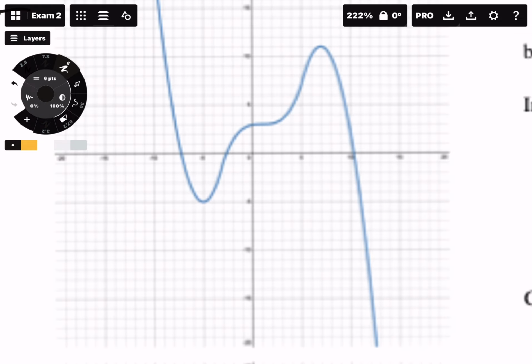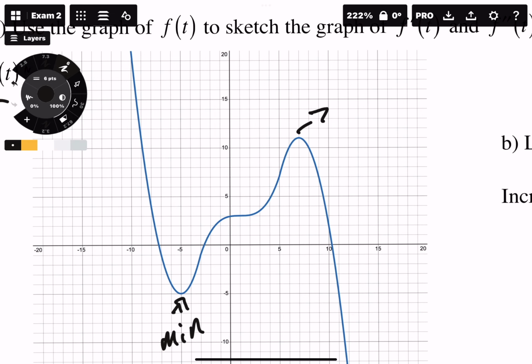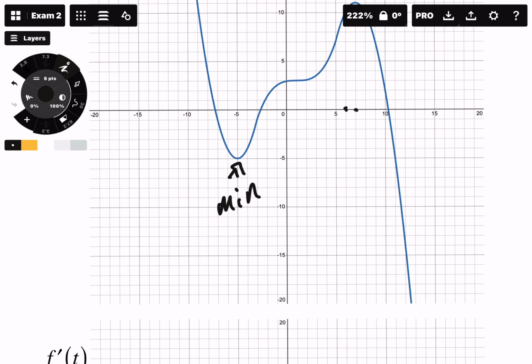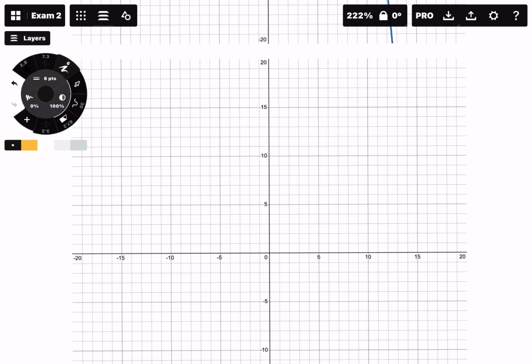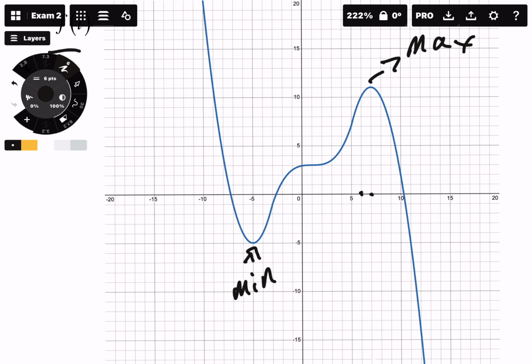As we can tell, the minimum is going to be at negative 5, 5. Let's say min. And the maximum over here is going to be max. So we know the two absolute values. Let's write these down. So this is 5, 6, 7. Right, period right there.